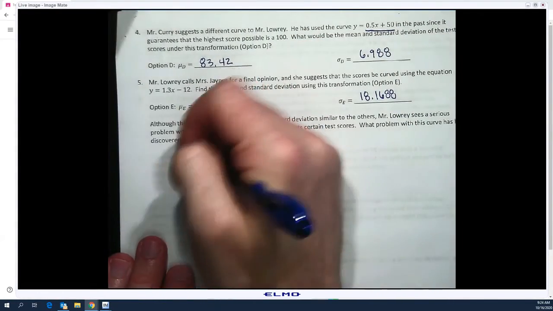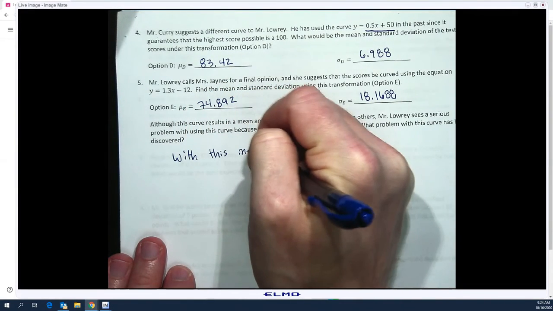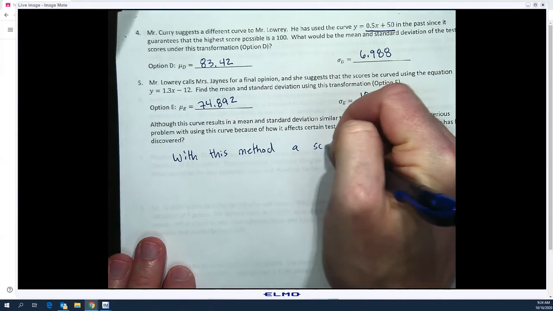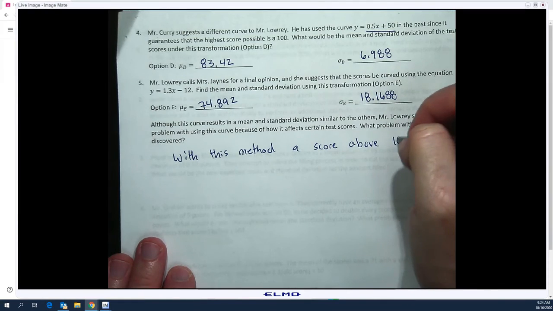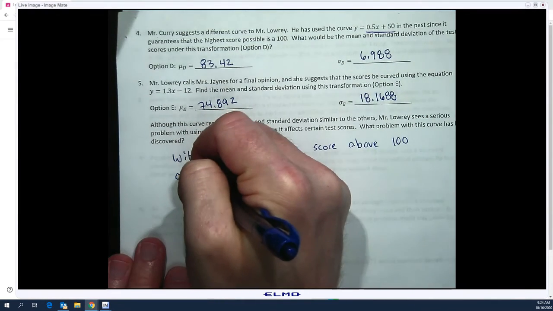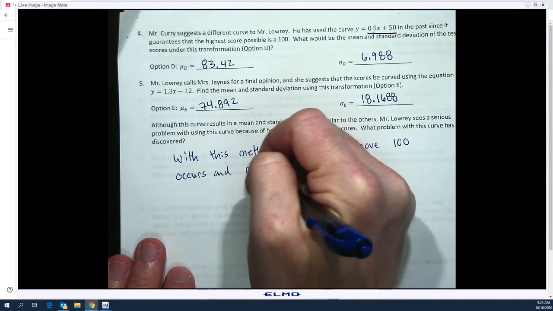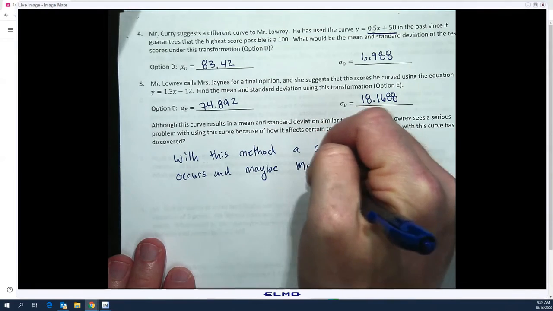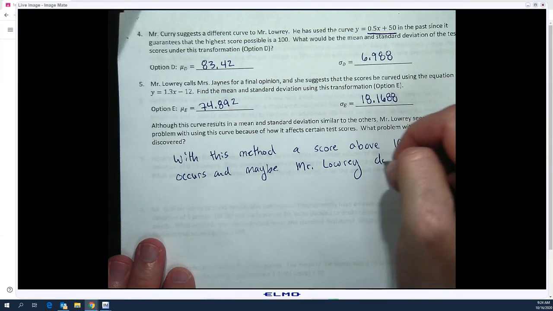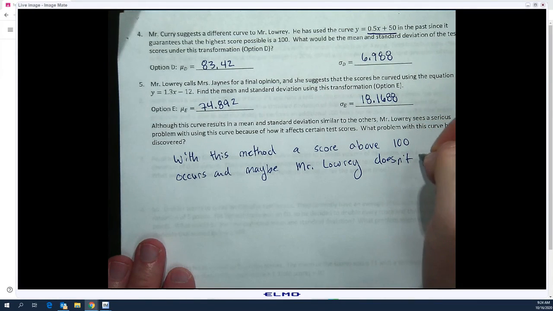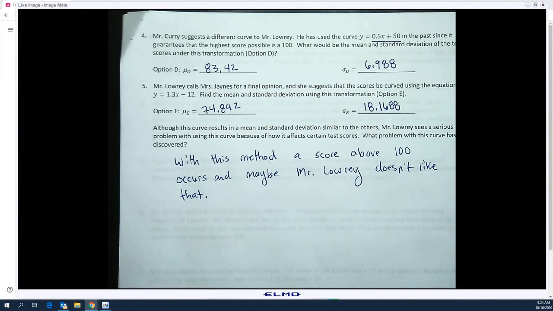So with this method, a score above 100 occurs, and maybe Mr. Lowry doesn't like that. I don't know if I'd consider it a serious problem, but he does, and that's all that matters.